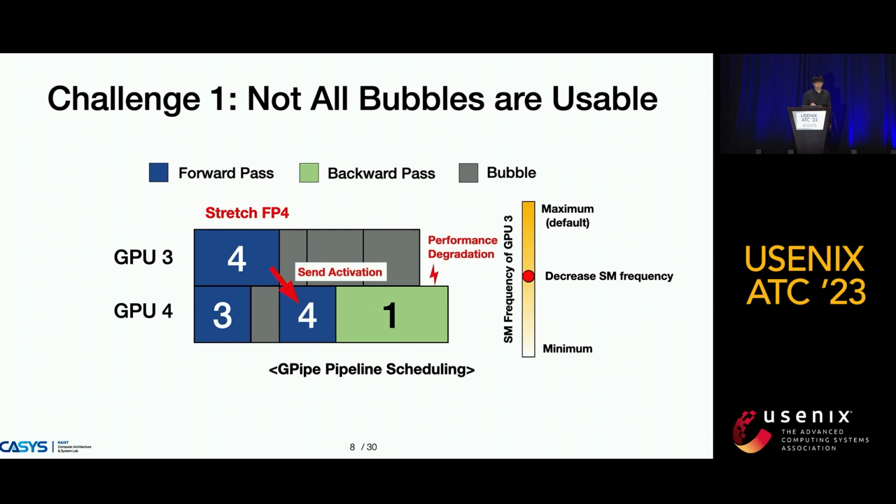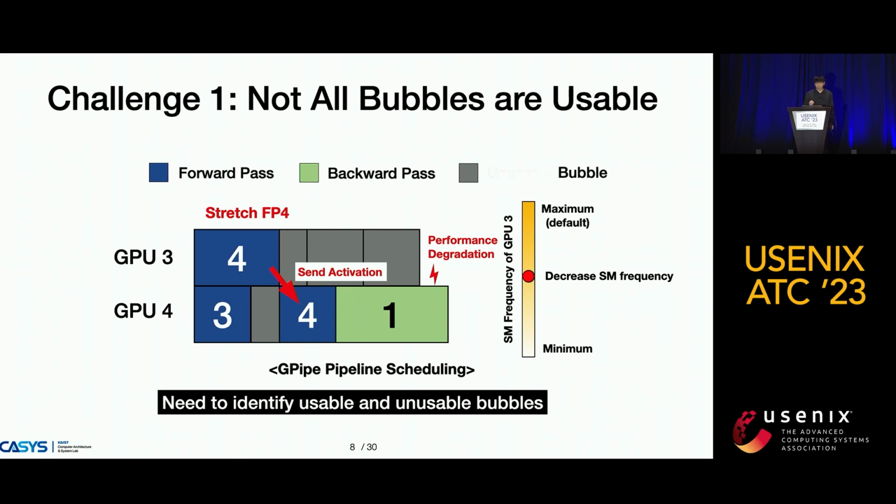The FP4 on GPU 3 will stretch, but because this pipeline unit should send activation to the next GPU, the start time of FP4 on GPU 4 is delayed. This leads to performance degradation. We can conclude that these bubbles in the GPipe scheduling method are unusable. We need to carefully identify usable and unusable bubbles.